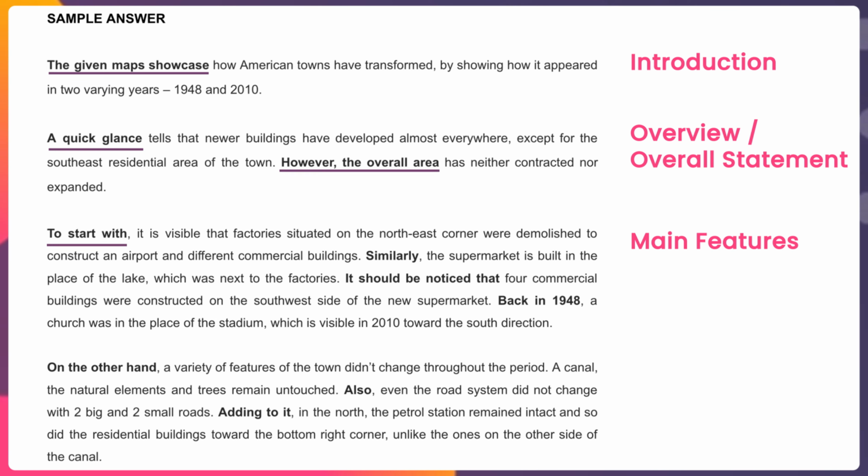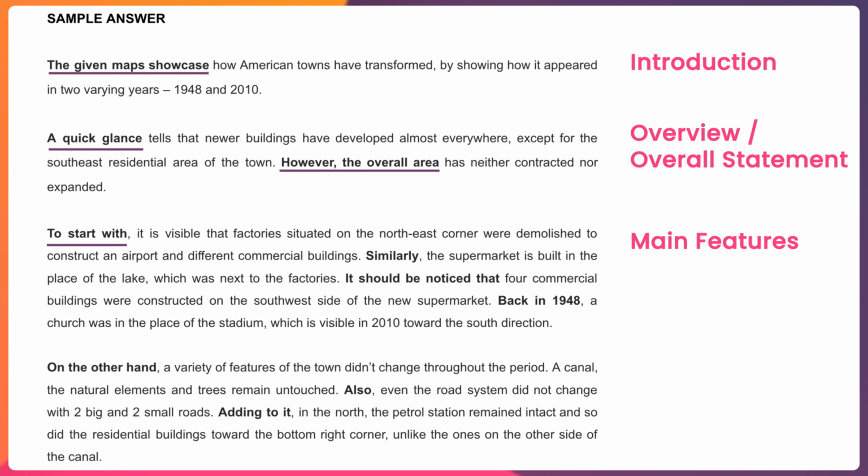Now, to start with, the paragraph talks about the areas and the changes of those areas with respect to both years. In this manner, the explanation is taken forward in the fourth paragraph as well. I would request you to read both paragraphs very clearly to understand the comparative language, that is, the comparison between the two plans, the plan in 1948 and the plan in 2010.